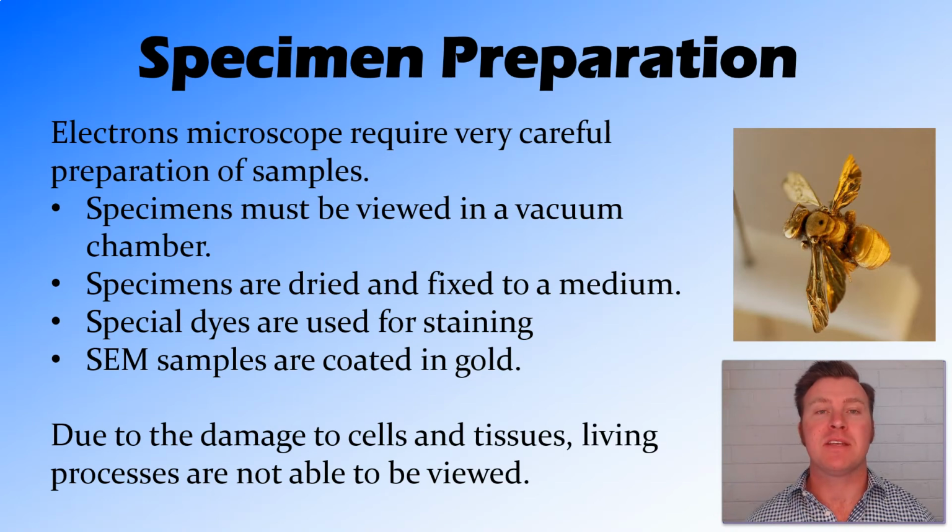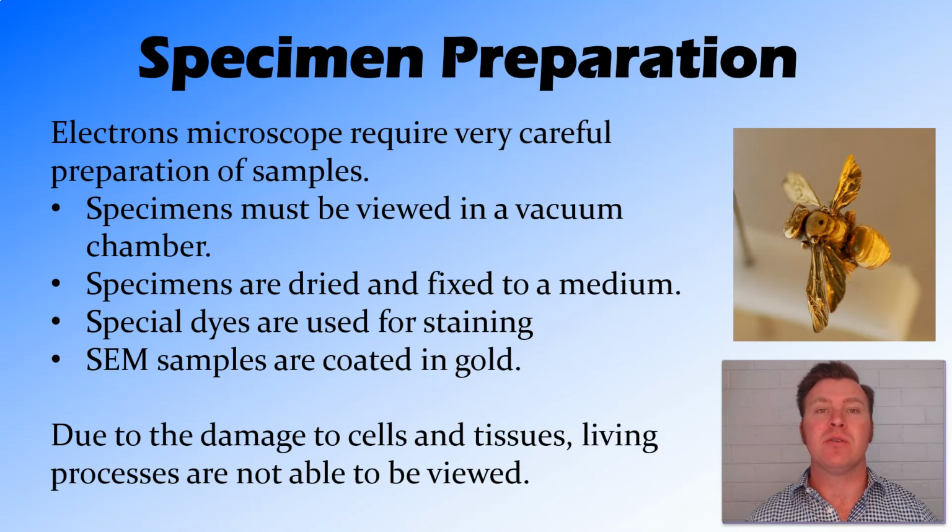We also have to have these specimens, because again they're so thin, dried and fixed to a medium. So this is a chemical drying process, which means that it's not going to work for some biological materials. It's actually going to destroy them. We also have special dyes. While we have optical dyes in a light microscope, because we're looking at electrons and electrons diffracting in different ways here, we actually have to use special dyes that work with an electron beam, which are quite hazardous and more hazardous than the ones used in a light microscope.